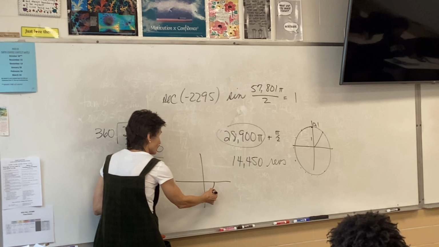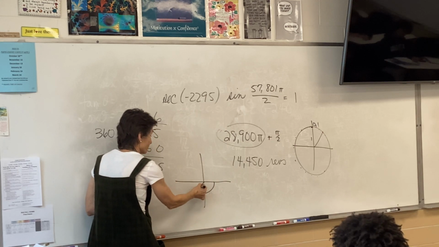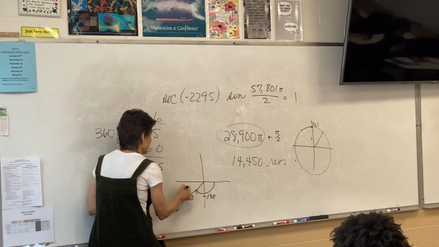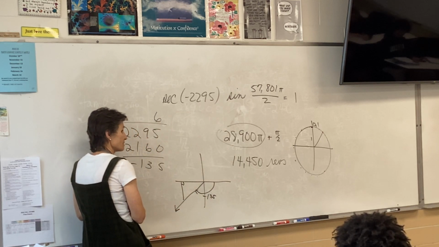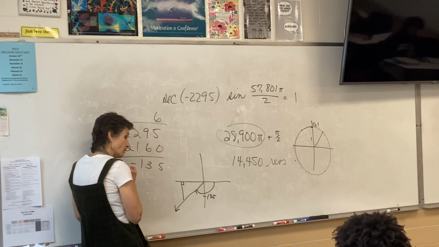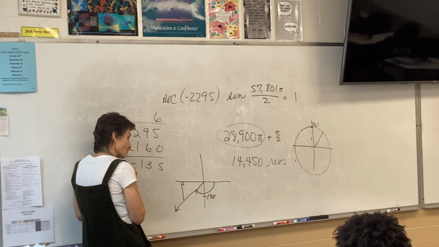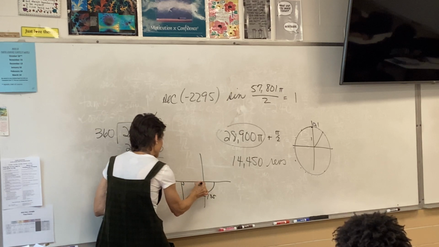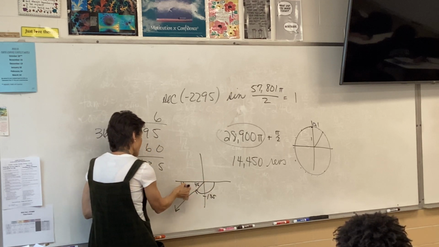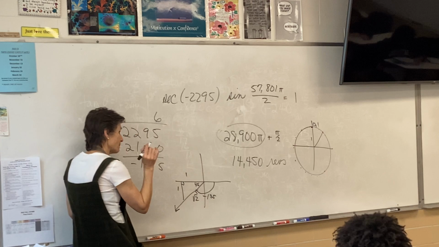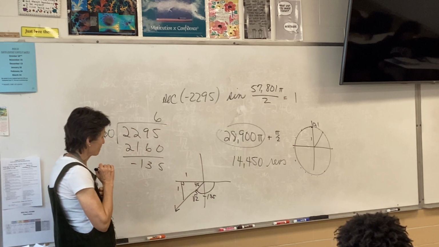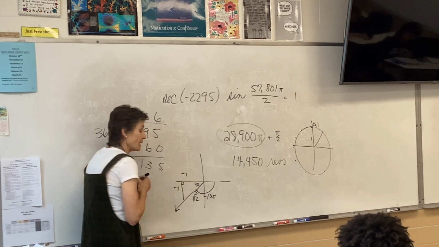Negative 135, about right there. Perpendicular to the x-axis. How big is my reference angle? 45. So the sides are 1, 1, root 2. Bing, bing, bing, bing, bing. You're not in quadrant 1, so mark your negatives. Both the ones are negative.